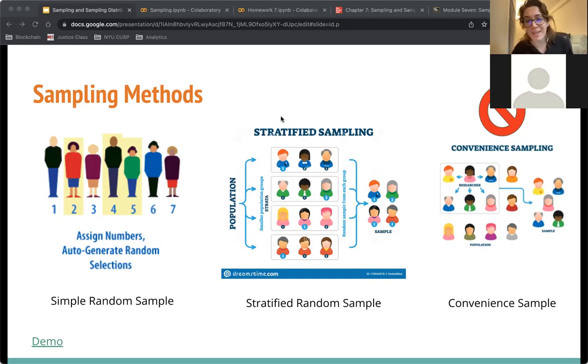But at the end of the day, we just want to make sure that you're not taking a convenience sample, which is what we show here on the right, which would inflict this bias of selecting observations that are just easiest or most convenient.